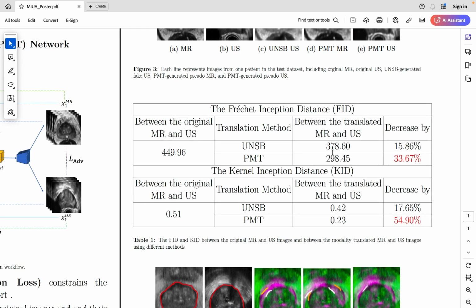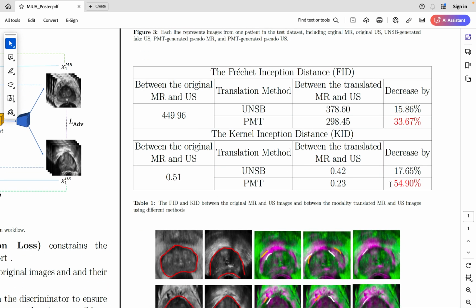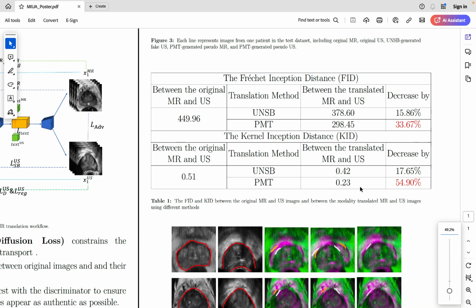which could evaluate the distance between two distributions. As we can see, the original FID between the MR and ultrasound images is almost 500. The baseline method decreases this number by more than 15%, but our method decreases more than 30%, which is even over double of the baseline method. As for the KID, our method decreased the original score by over 3 times that of the baseline method. Which means that our method could create results which have similar or closer modality distance.